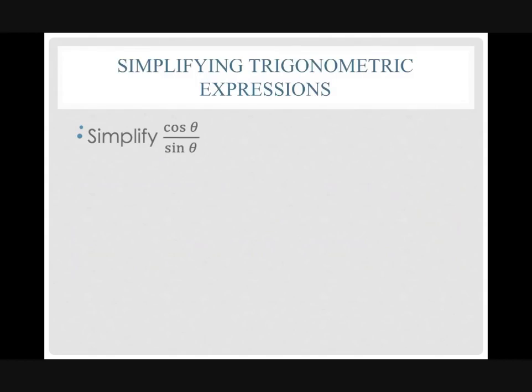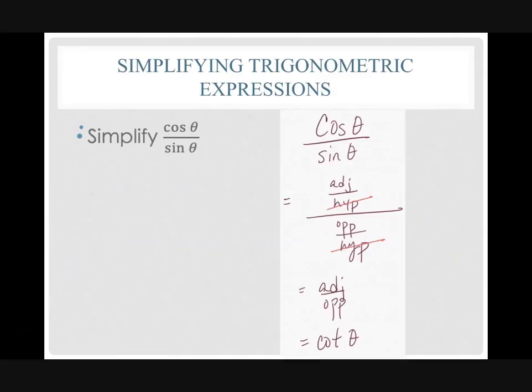Can we simplify cosine of theta over sine? How would we do that? Well, we know that cosine is adjacent over hypotenuse, and sine is opposite over hypotenuse. Notice that the two minor fractions have hypotenuse in their denominators. Therefore, we can simplify that to be adjacent over opposite, or cotangent of theta.